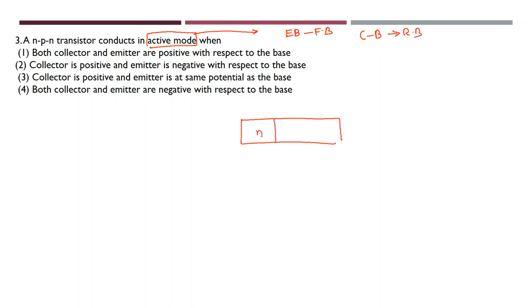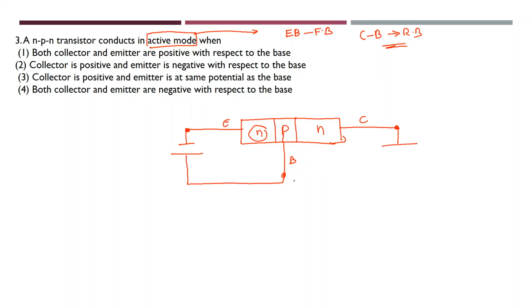Suppose this is N region, this is P region, and this is N region. This terminal is the collector terminal, this is the emitter terminal, and the next one is the base terminal. The emitter base junction should always be in forward bias, meaning N type should be connected to the negative terminal of the battery and P type to the positive terminal. The collector base junction should be reverse bias, meaning N type should be connected to the positive terminal of the battery and P type to the negative terminal. This is negative, this is positive.